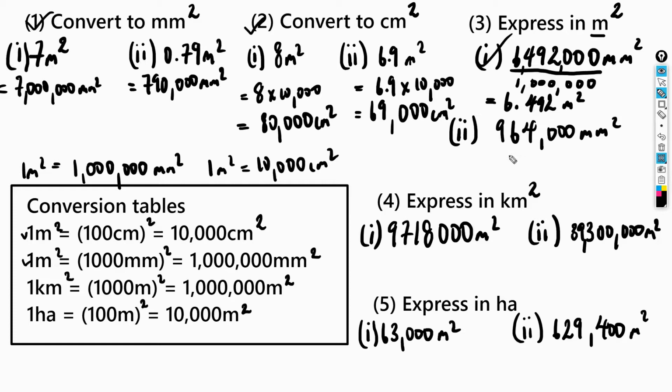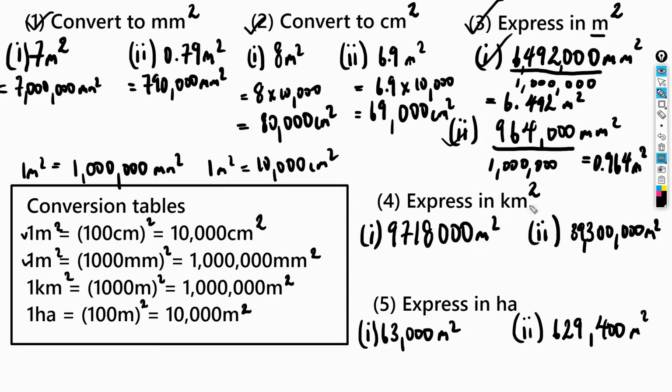And let's move on to this one. We have 964,000 millimeters squared. It's the same thing here. We know that 1 meter squared is equal to 1 million millimeters squared. So we'll have to divide this by a million, right? So we're going to end up with 0.964 meters squared. Okay, and that's the answer for this question. So finish with 3, right?